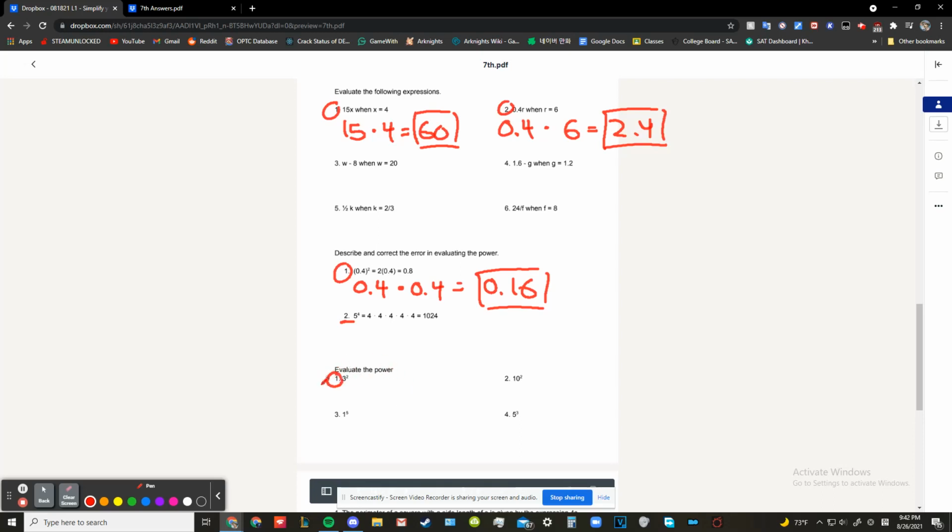Evaluate the power. Let's try 1. 3 to the power of 2. That means we're multiplying 3 twice. 3 times 3 is 9. Let's look at 2. 10 to the power of 2. Same thing. 10 times 10, which is 100.